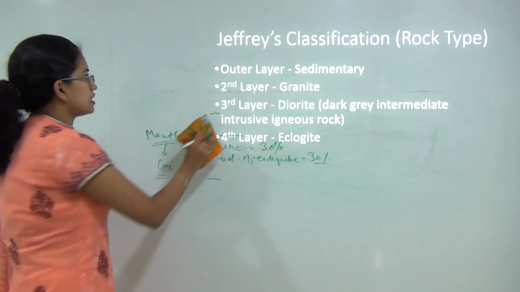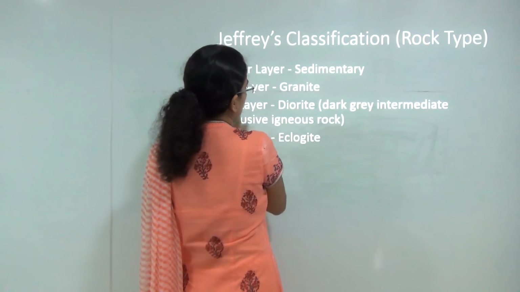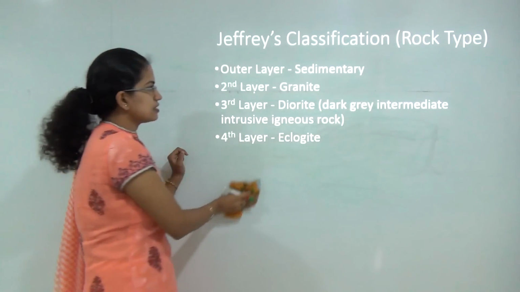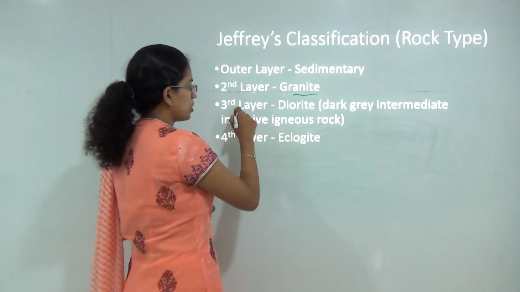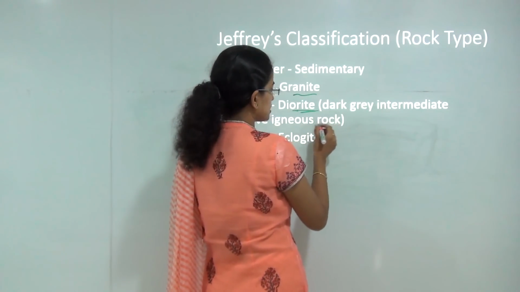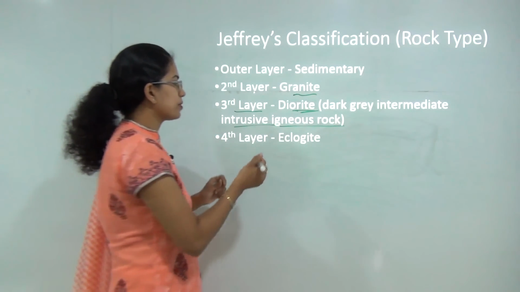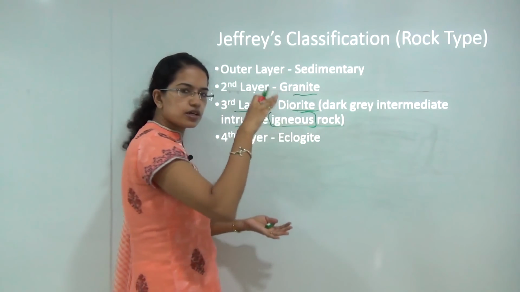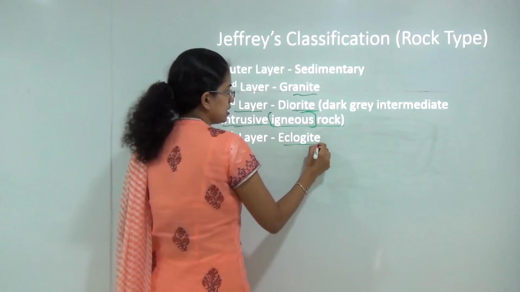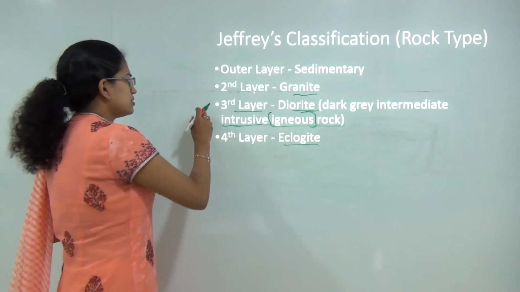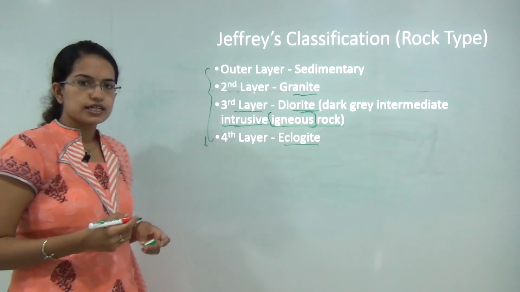And finally, there was Jeffrey's classification. Jeffrey classified based on the rock type. He said the outermost layer is sedimentary in nature. The second layer below the outermost layer is made of granite. Then you have the third layer, which is diorite, a kind of intermediate intrusive igneous rock which is formed by high pressure and temperature of the rocks above, and it's intrusive in nature. And finally, you have the fourth layer as the alkogite, and these we will understand in detail when we will be talking about the rocks and their types.